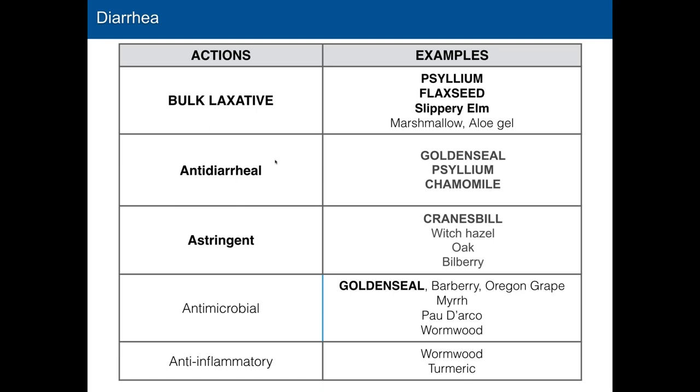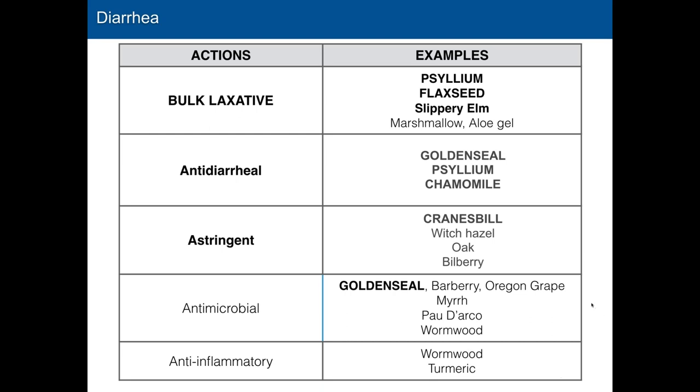Various anti-diarrheal herbs, things like golden seal, psyllium, chamomile, they all work by different mechanisms. Some of them are antimicrobial. Some of them have a bit of an anti-secretory effect. I would say crane's bill would also be in that category. So astringents would also all have anti-diarrheal effects. They tend to be more suppressive. There's a folk remedy of taking green bananas for diarrhea in the tropics because of the astringency to it.